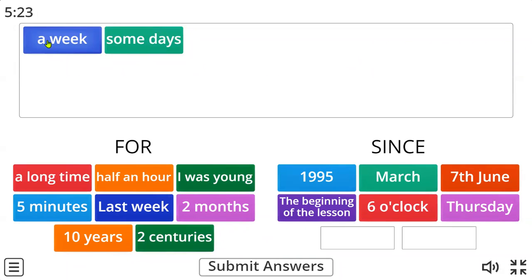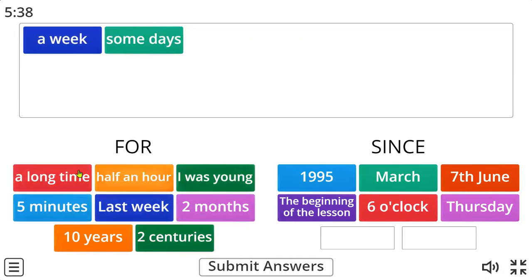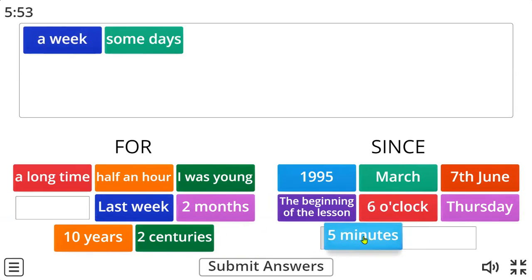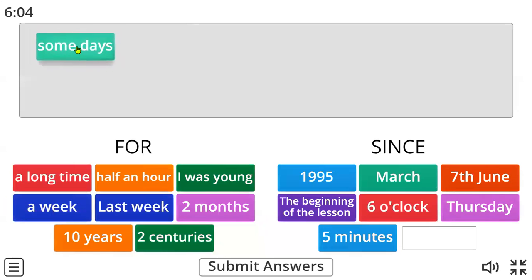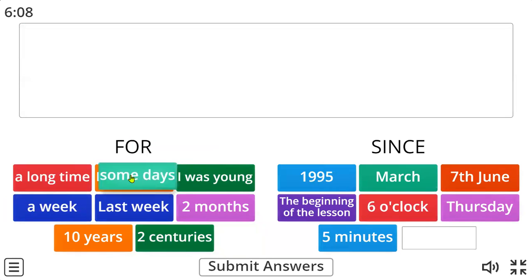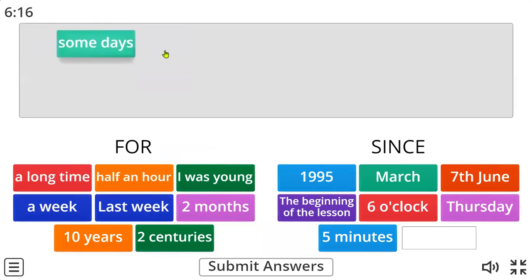For a week. Week is not a starting point, it's a specific period of time. For a week. But it's for. Period of time. That means that any 5 minutes, 10 years, 5 minutes is on this side. Since five, desde 5 minutos. Yes. Okay. Let's see. We're gonna check. Vamos a revisar. A week, for. Some days, for. For some days. Since.